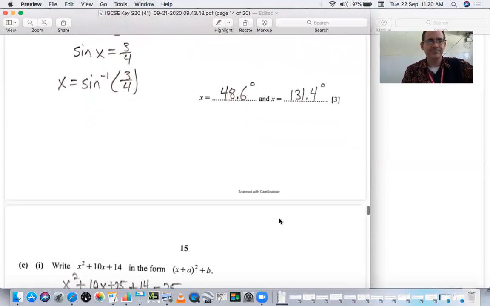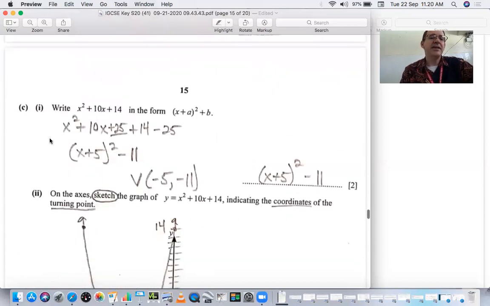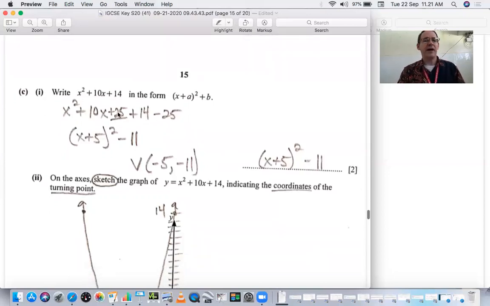Letter C, write x squared plus 10x plus 14 into this (x plus a) squared plus b form. This is the complete the square. So that means we need to move this 14 over. It does not allow that to factor into a perfect square. So we move the 14 over. We follow the formula to find that magic number there, the b divided by 2 squared. So 10 divided by 2 is 5, squared is 25.